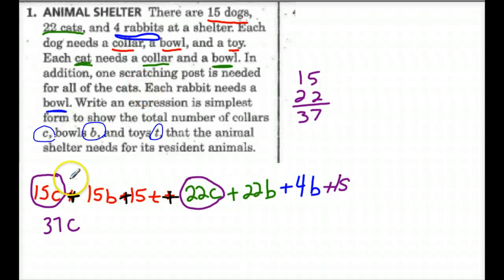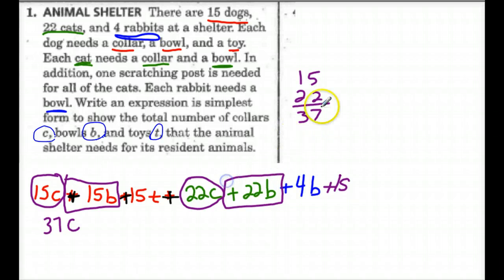Now let's put a box around all of our B's. So there's 15 B's for bowls, and over here there's 22 B's for bowls. Oh, that's 15 and 22 again. Oh wait, we have one more B for bowls, plus 4. So basically what's 37 plus 4? That's going to give us 41 bowls.